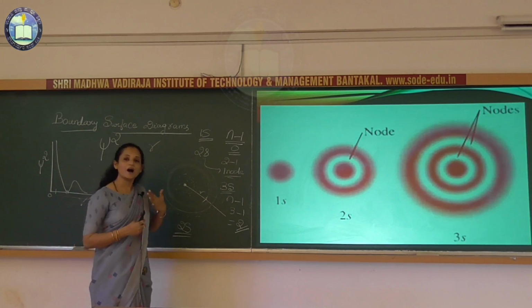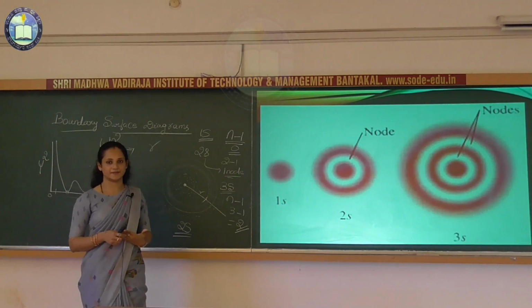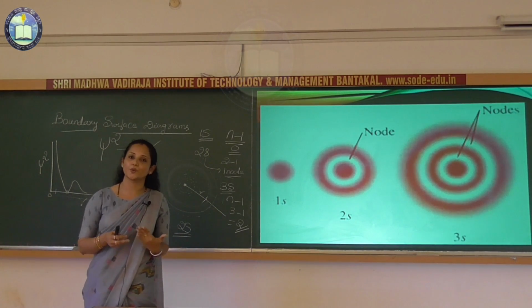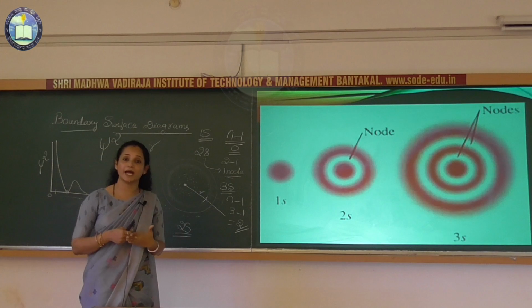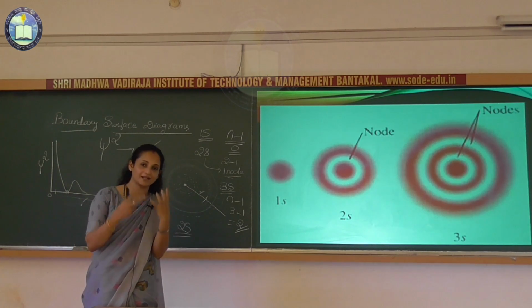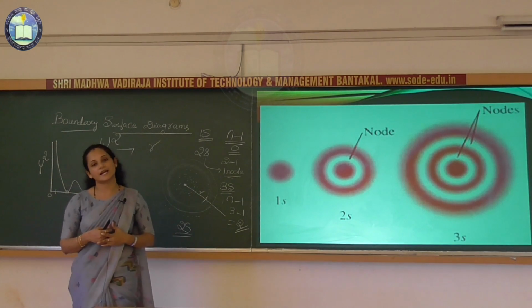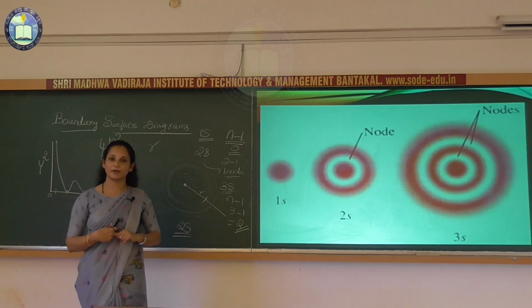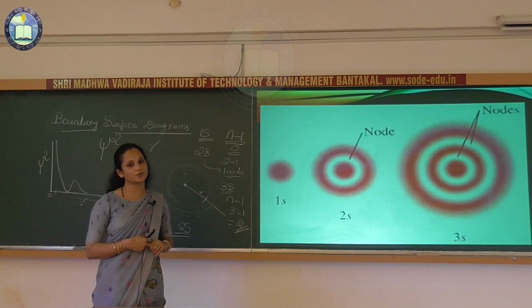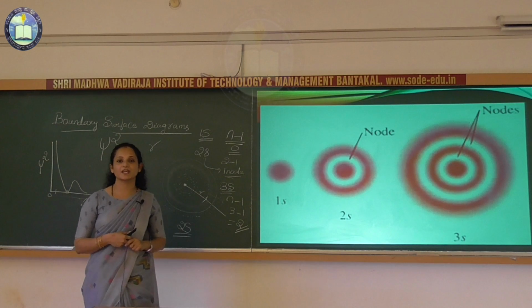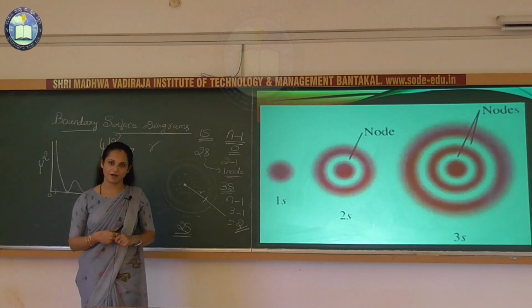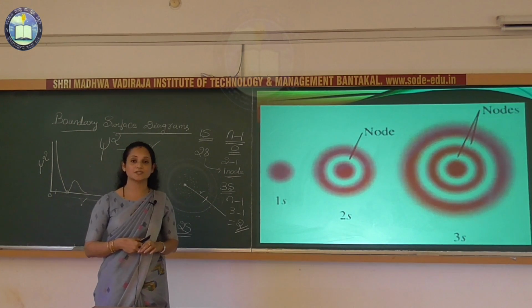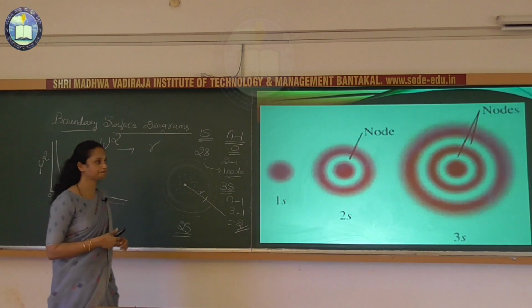Remember, what are nodes? What are nodal surfaces? Nodal surfaces or nodes are the regions where the probability density, electron ಕಾಣಲಿಕ್ಕೆ ಸಿಗುವಂತಹ probability ಕಡಿಮೆ, 0 ಆಗಿರುತ್ತದೆ. So these are the regions where the probability density becomes equal to 0. How can we calculate? Using the n minus 1 formula. For any s orbital we can use the n minus 1 formula.